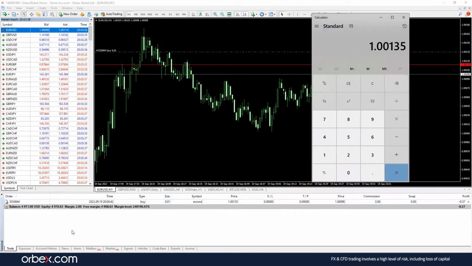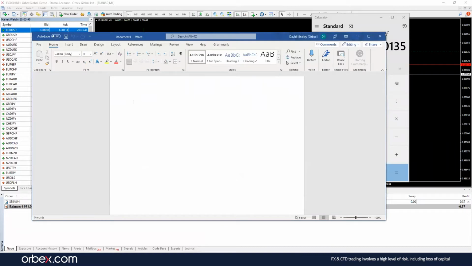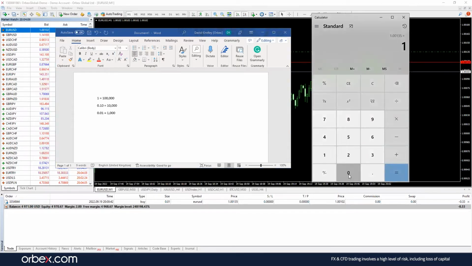So what we need to understand, and I'll just take you through this live. As I said, this is all bespoke and live for you, so we're avoiding any miscommunication. So 1 lot equals 100,000 of value. If we go to 0.10, this equals 10,000, and the lot size that I just opened equals 1,000. So because of that, we're going to multiply by 1,000. And why is this? Because my lot size is 0.01.